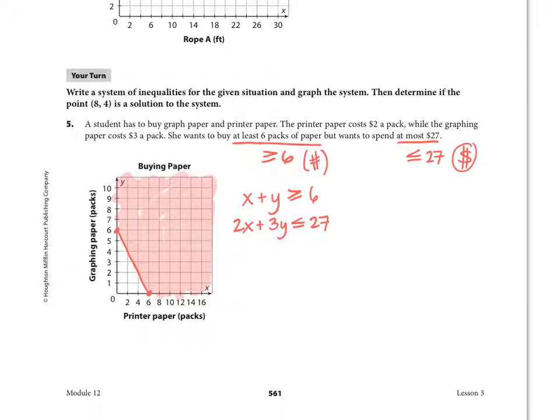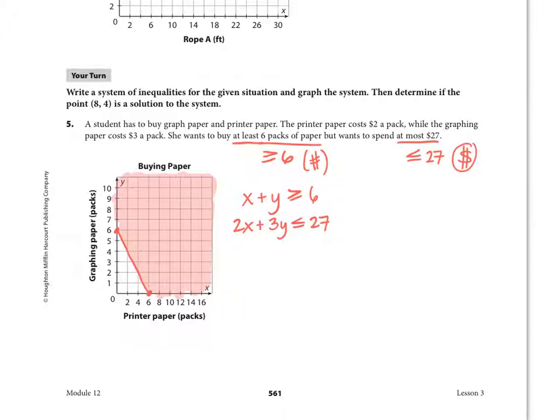Okay, and so everything that's here, remember, is a solution to that first part. That means buying at least 6 packs of paper. At least 6 packs means that the student could buy, like if I chose this point right here, this is the point for 6 packs of printer paper, 9 packs of graphing paper. So it's okay that the student buys that much if they want to buy at least 6 packs.